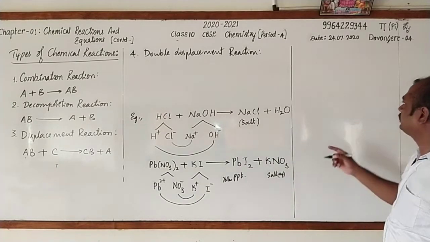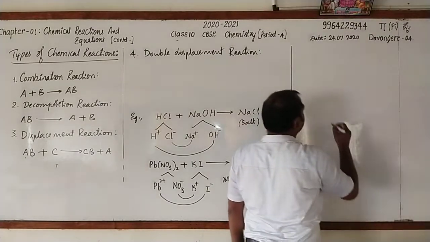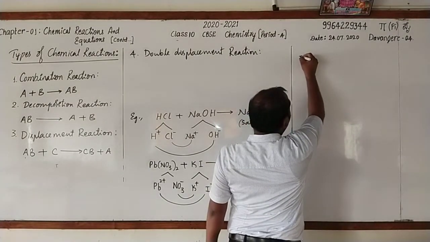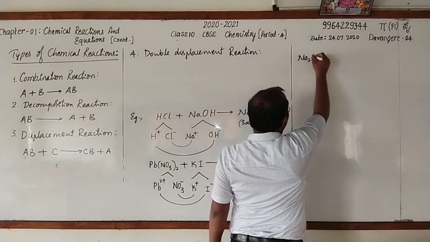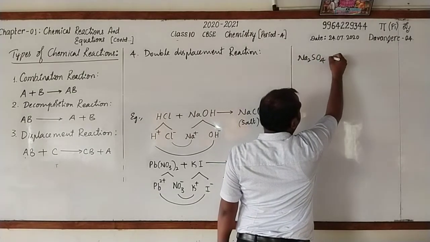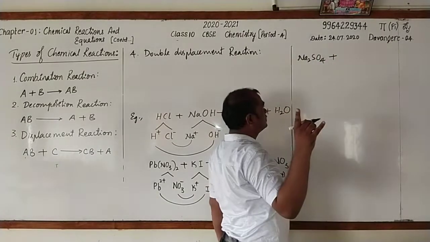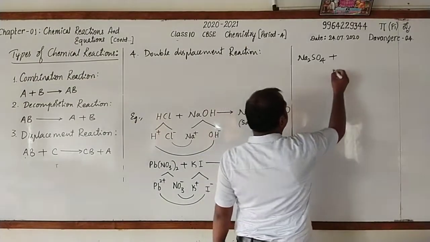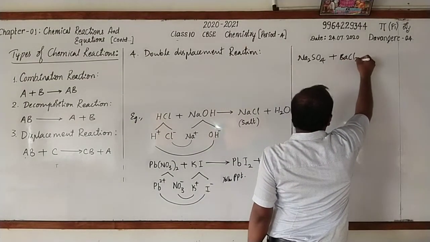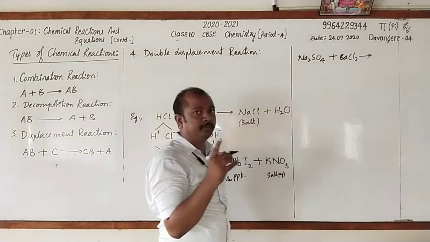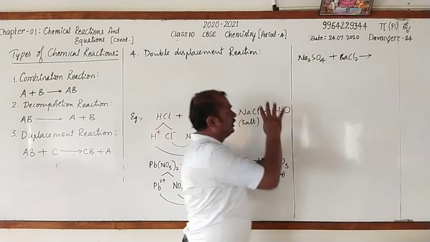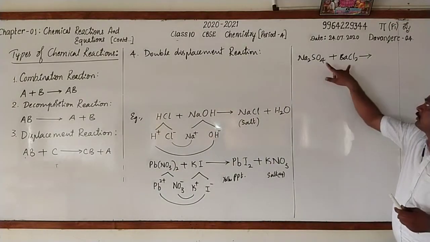Next, I'll go for taking one more example. Here, this is Na2SO4. Name this. Yes, you are right. This is sodium sulfate. Another one is BaCl2. Can you name this? Barium chloride. These two, we have taken as two aqueous solutions.